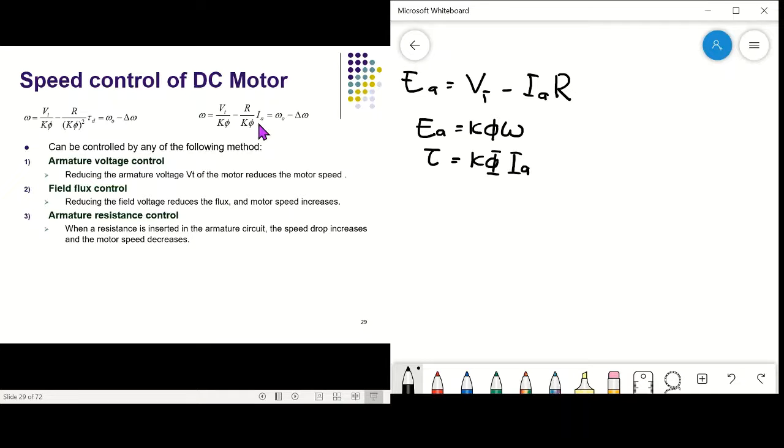So the difference is at delta omega ni. Tengok delta omega ni. For the first equation, R over K flux square TD, and then for the second equation, delta omega equal to R over K flux IA. So dia tukar dekat sini torque, ditukar kat sini torque K flux IA.